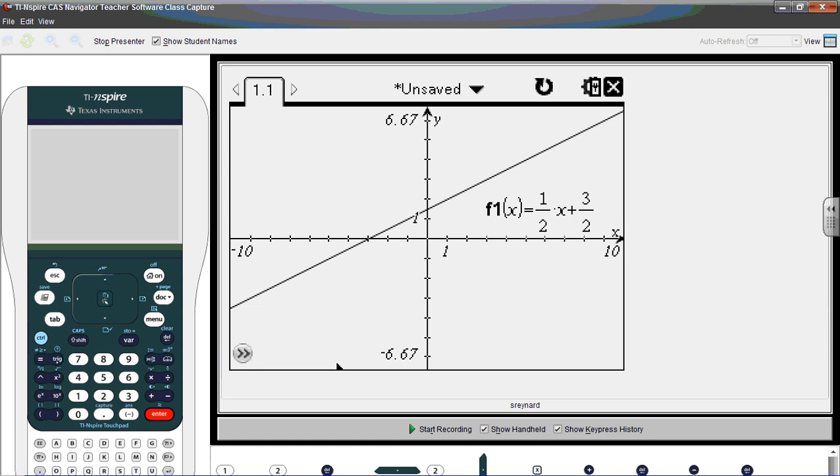If you get to the point where your entry line disappears, all you have to do is click on those little arrows down in the bottom left-hand corner. Now f2, put the other one in: 1/2 x minus 3 over 2.